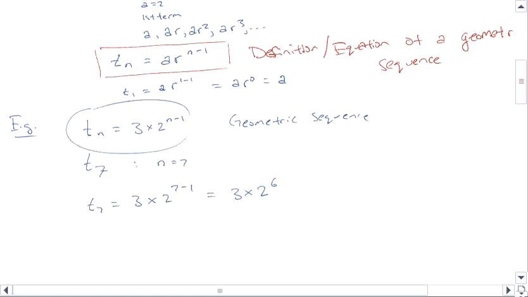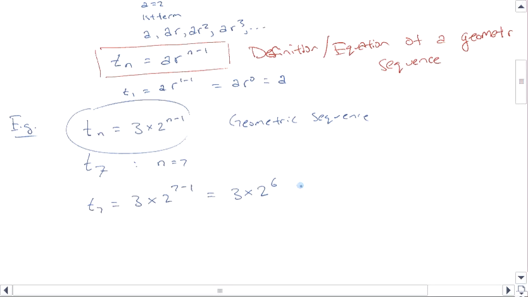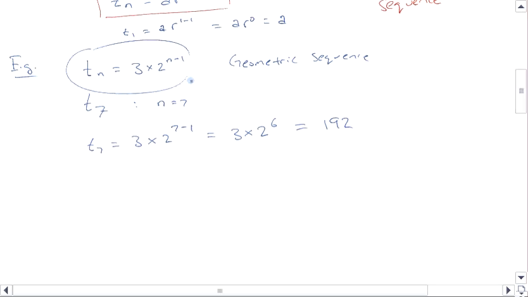So now I can plug this into a calculator. 3 times 2 to the power of 6 is 192. Right, so the seventh term in this sequence would be the number 192. So that's reasonably simple, really. All we really did was take this equation and plug a number into it and get a number out of it. That's what I mean when I say that this equation, this definition, tells us what any term in the sequence is. So we found that the seventh one is 192.